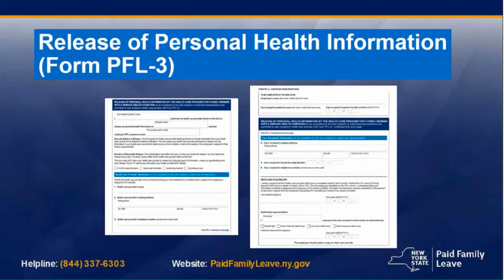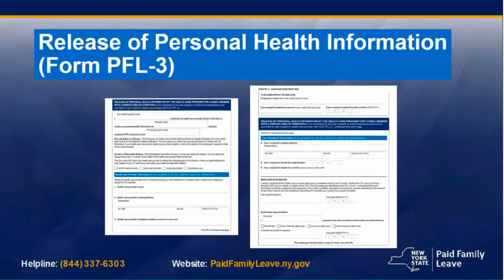First, your patient or their authorized representative must complete a form called the Release of Personal Health Information, or Form PFL-4. This form is designed to be compliant with HIPAA and gives a licensed healthcare provider permission to release necessary information about the patient's serious health condition and need for care. The patient or their authorized representative will provide Form PFL-4 to you as the provider to keep on file for your records.